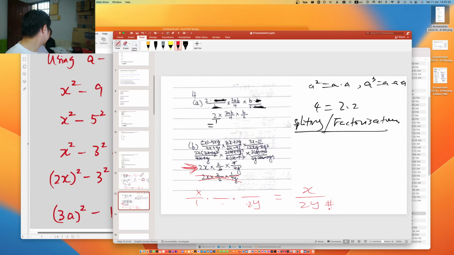Did you get this? No. Show me, where's your answer? Where? Point to me. Where? You cannot see the 4, you can split. You just cannot see.